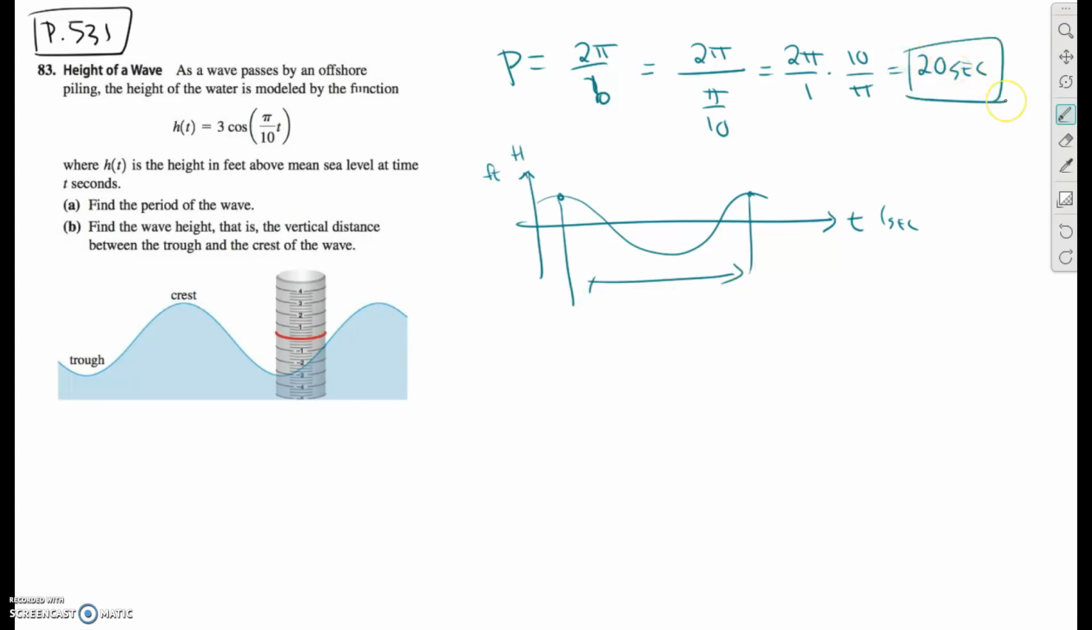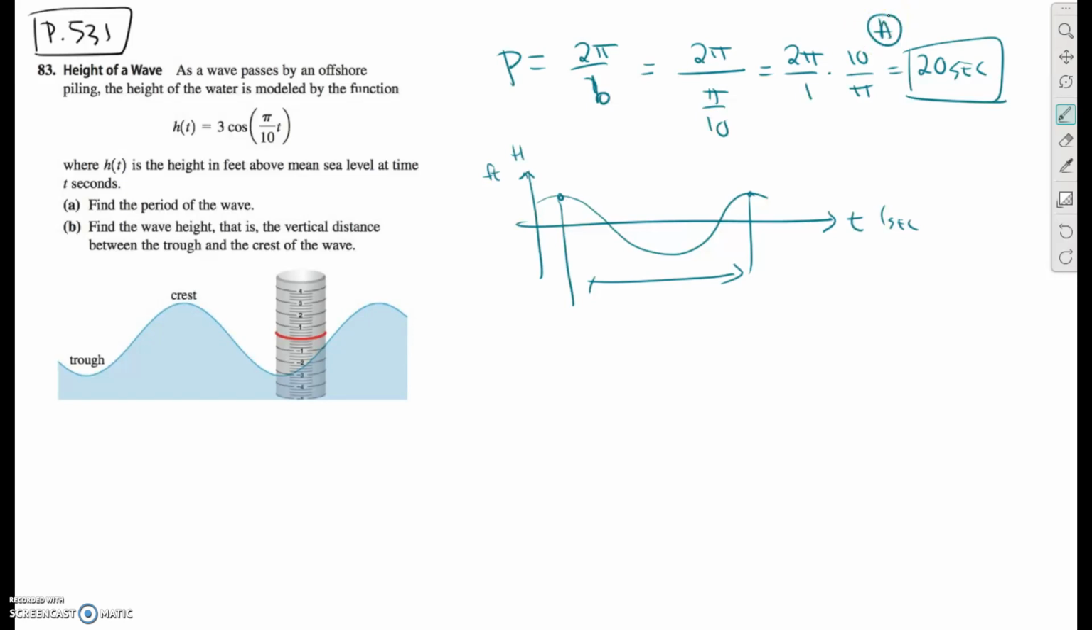So that means, it's a little strange, but I guess that's saying it takes 20 seconds for the wave to go from peak to peak. Seems like a long time for a wave, but maybe these waves are really big, I guess. I don't know. But I think that's the answer, part A.